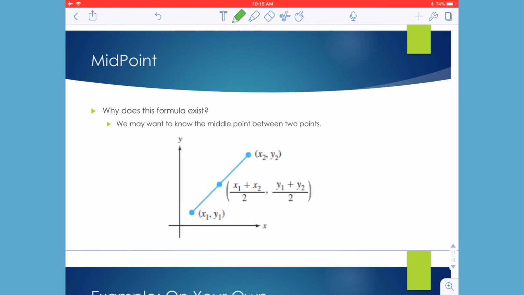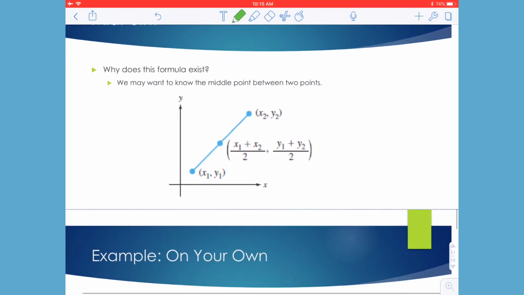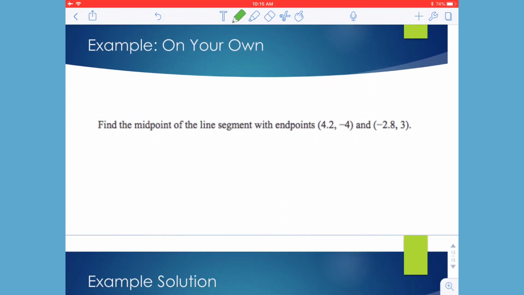You add the x values together, divide by 2. Add the y values together, divide by 2, and that gets you to the middle. So if I ask you to find the midpoint of the line segment with the following endpoints, again, you're going to add your x values together and divide by 2, and then you're going to add your y values together and divide by 2.